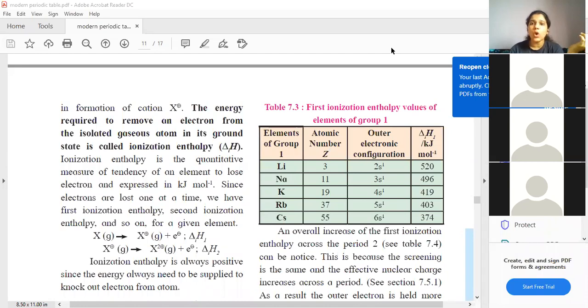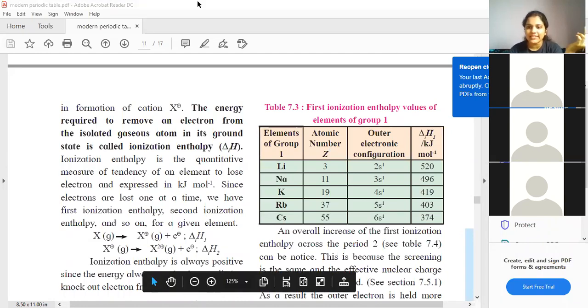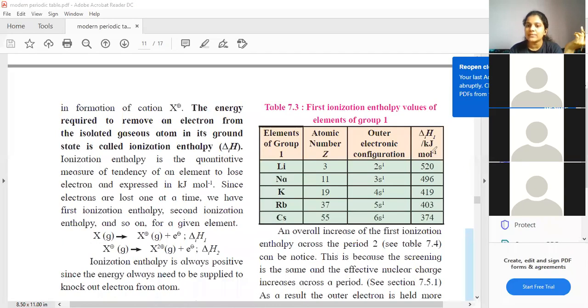So if you all just look at the values over here. See, I start from lithium. For lithium, the ionization enthalpy is 520. As I go down till cesium, the value becomes 374. So down the group, what is happening? The ionization enthalpy is decreasing. Can anyone tell me the reason for this? Why down the group is ionization enthalpy decreasing?